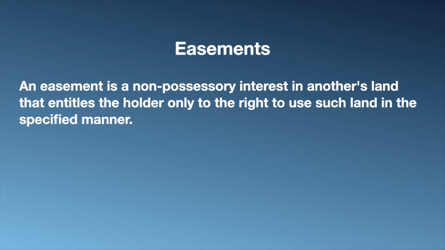So easements. An easement is a non-possessory interest in another's land that entitles the holder only to the right to use such land in the specified manner. So what does that mean? That means that you are going to have the right to utilize someone else's property or a piece of their property, okay? So it's non-possessory, meaning that you don't own it, but you're going to have the right to cross over or utilize that piece of property, and it's going to be for a specific manner, right? For a specific item. So for instance, it could be access to a lake, access through a driveway, or so forth. I'm going to show you a picture and I'm going to break it down.